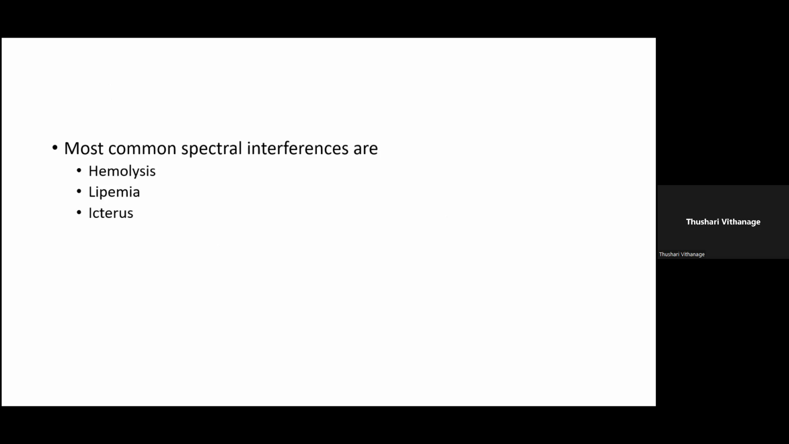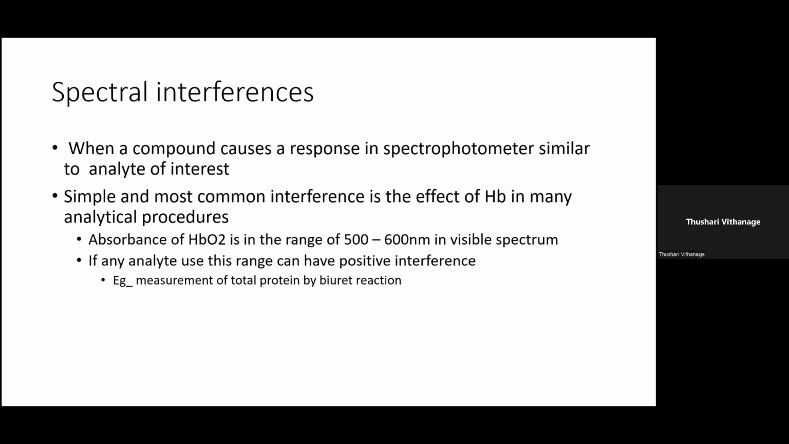The most common spectral interferences are hemolysis, lipemia, and icterus. Spectral interferences occur when a compound causes a response in the spectrophotometer similar to the analyte we are going to measure. The simplest and most common interference is the interference by hemoglobin, which occurs in many analytical procedures. Now we consider how hemoglobin interferes in assays.